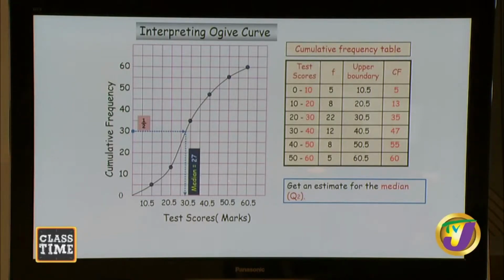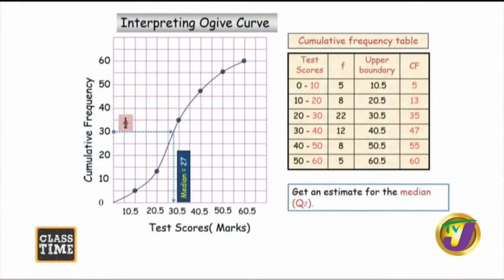So we draw a dotted line from 30 to the curve, down to the horizontal axis, and we are seeing there that the median is about 27 marks, approximately. Right? And again, 27 is an estimation, because it is based on how you draw your curve. However, as we know with estimation, you can't be too far out.